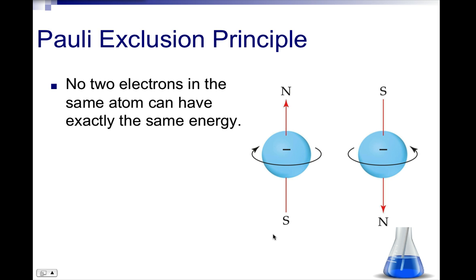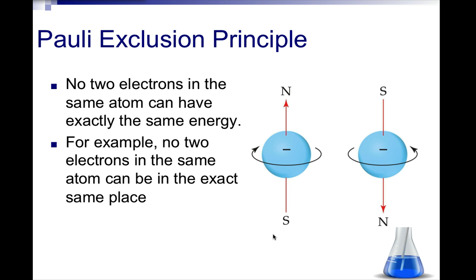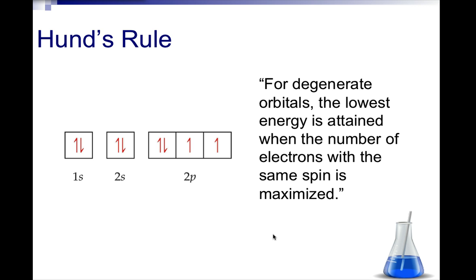The Pauli exclusion principle states that no two electrons in the same atom can have the exact same set of energy states. So for example, no two electrons in the same atom can be in the exact same place at the same time. Makes sense. Hund's rule states that the electrons must occupy the lowest energy orbitals and have opposite spins. So as we start out, 1s, 1 being smaller than 2, is our first orbital we will fill, and we will place two electrons in there, and you will notice that they both have opposite spins, one pointing up and one pointing down.